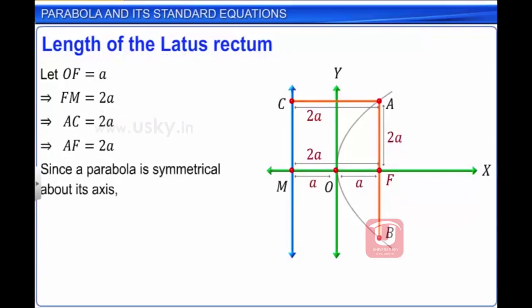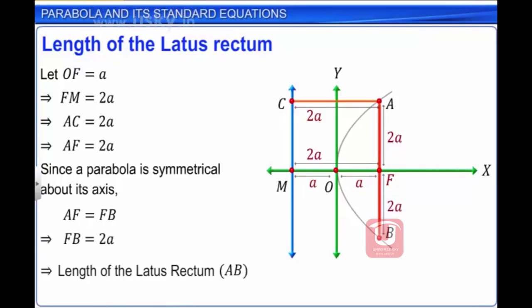Since a parabola is symmetrical about its axis, distance FB is equal to distance AF, which is equal to 2a. Thus, the length of the latus rectum AB is equal to 4a, where a is the distance between the focus and the vertex of the parabola.